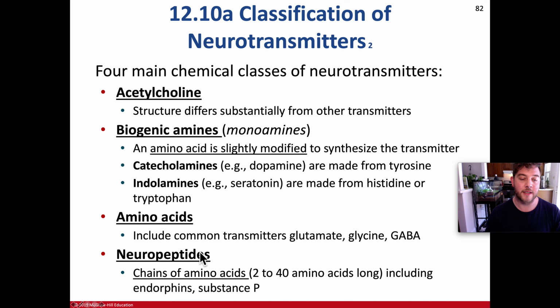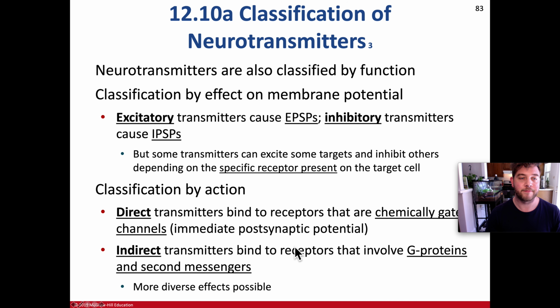And then neuropeptides. These are peptides. They're just within the nervous system, so we call them neuropeptides. They're chains of amino acids, 20 to 40 long, that include your endorphins and different substances. We can classify them by function, based on excitatory or inhibitory signals. If a neurotransmitter excites a neuron, if it's going to depolarize it and conduct, it's an excitatory signal, an EPSP. Inhibitory transmitters are called IPSPs.